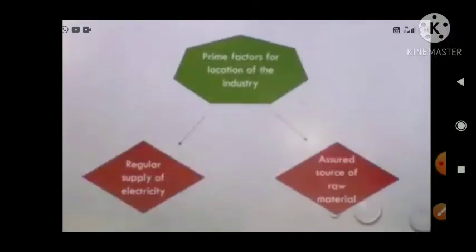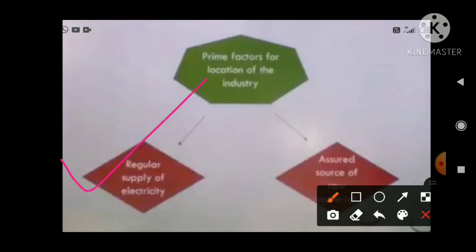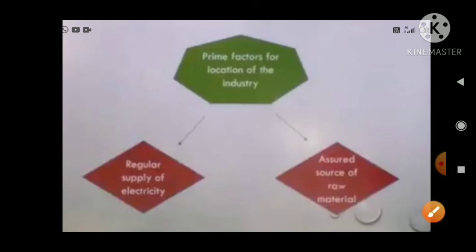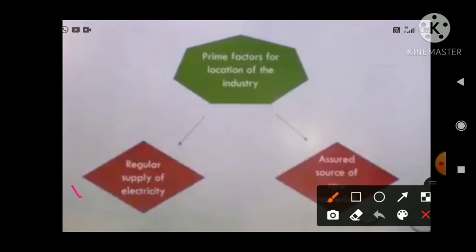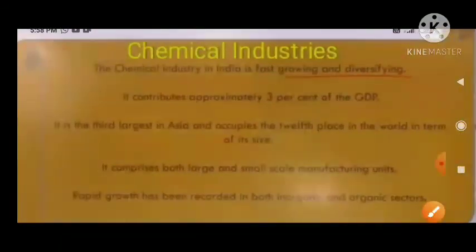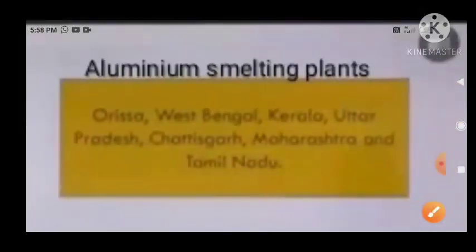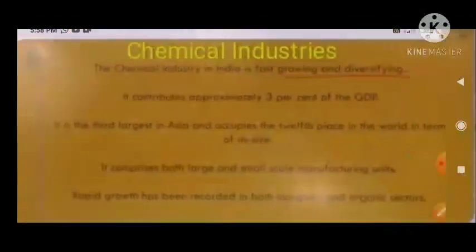Prime factors for the location of industry: first is a regular supply of electricity and an assured source of raw material. Why is it located in these 8 states? The prime factors are a very regular supply of electricity and an assured source of raw material, because in these states bauxite is very abundant.